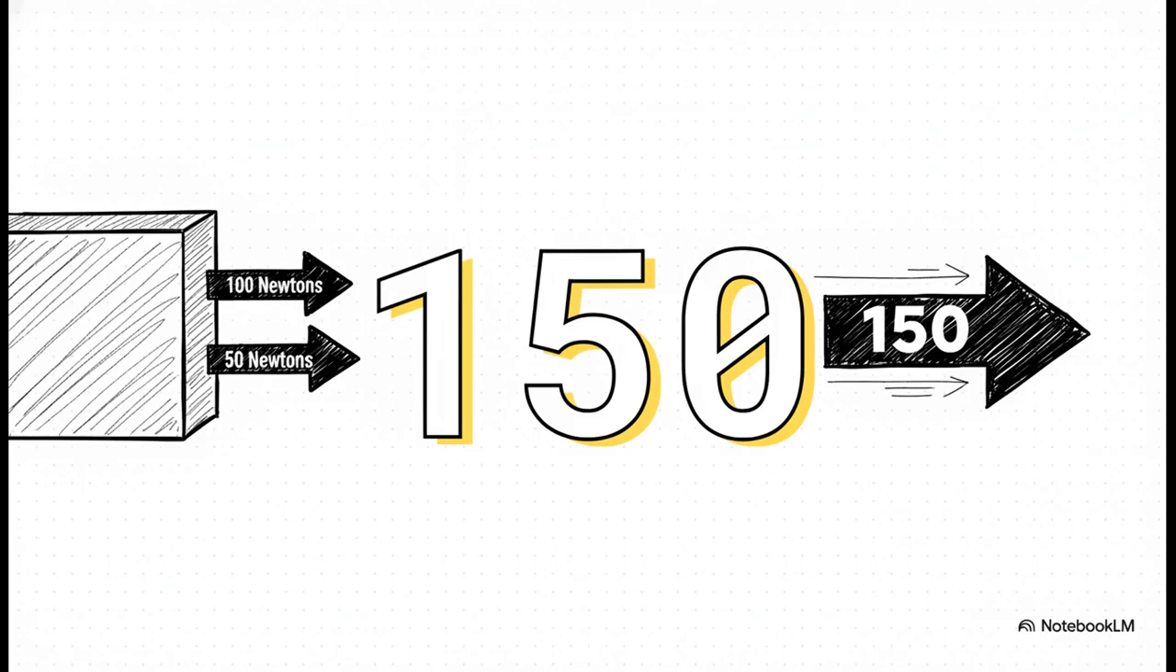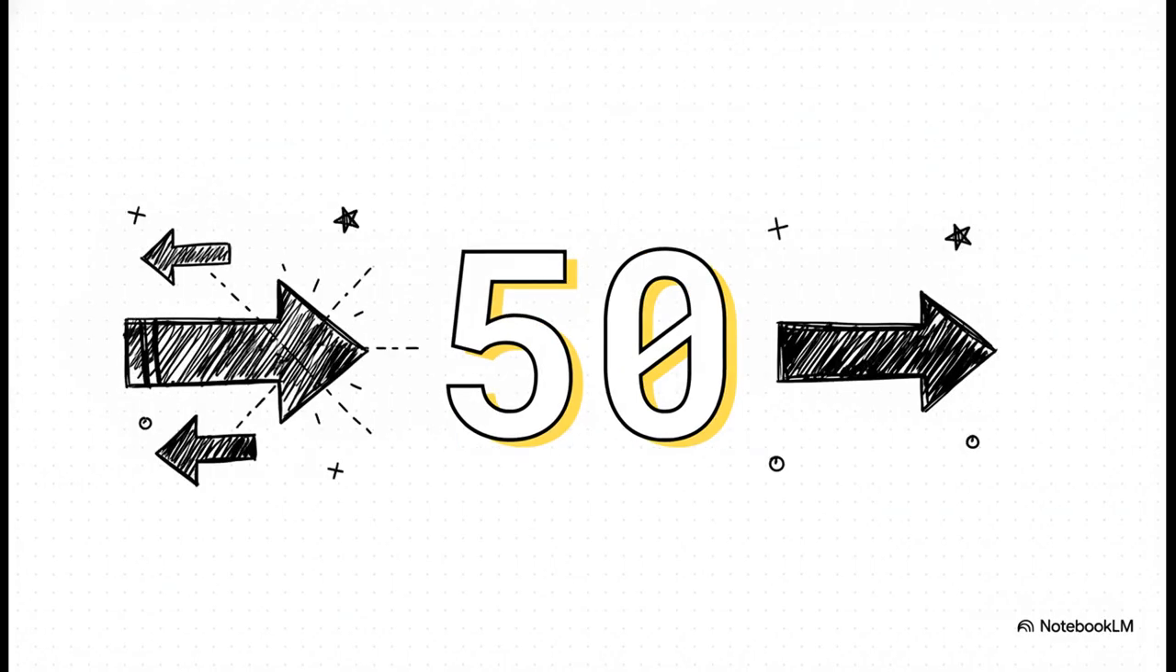Simple enough, right? But wait, what if person B suddenly changes their mind and pushes 50 newtons west, directly against person A's 100 newtons east? Actually, they physically cancel each other out, leaving a net force of only 50 newtons east. This proves a really vital rule of engineering. Unlike ordinary scalar numbers, vectors cannot just be blindly added together. The direction completely dictates the math.